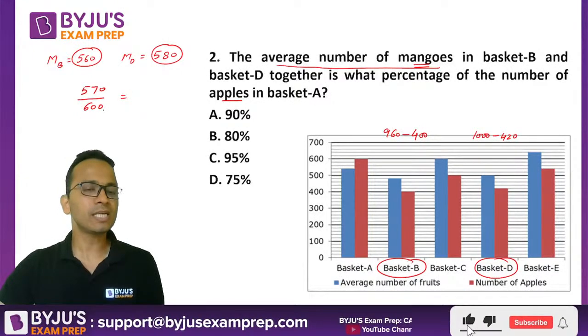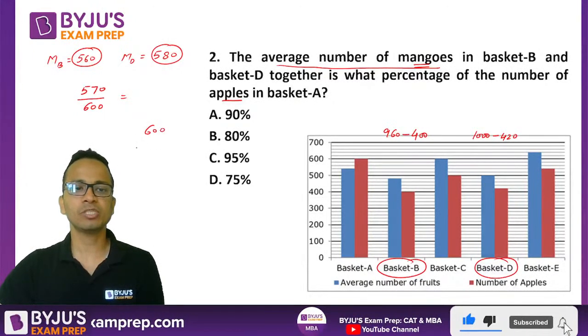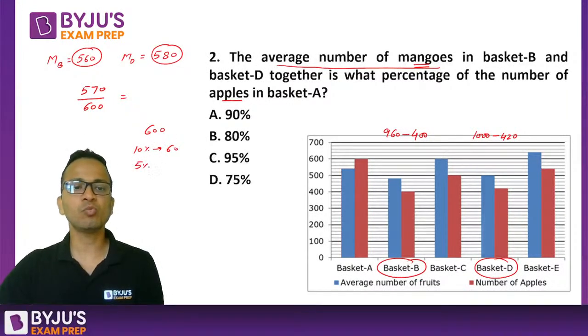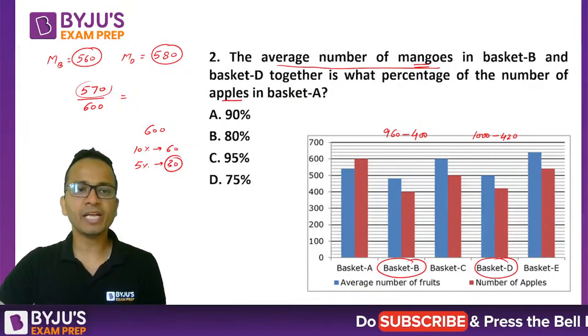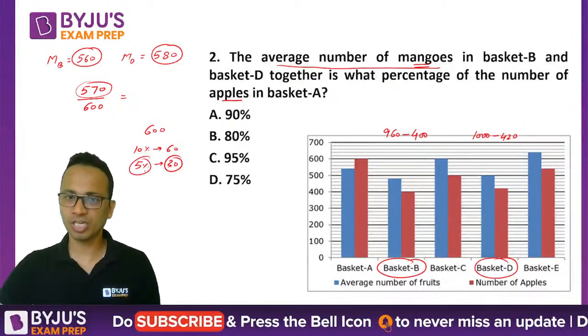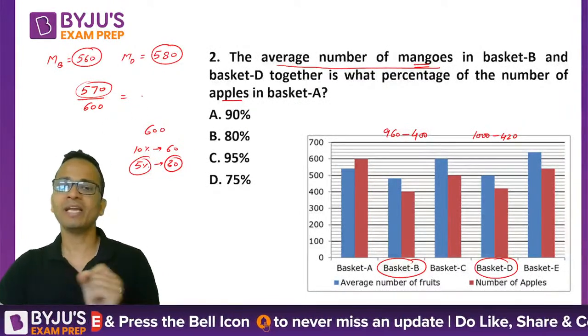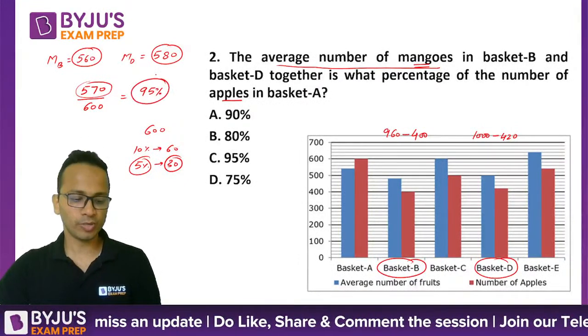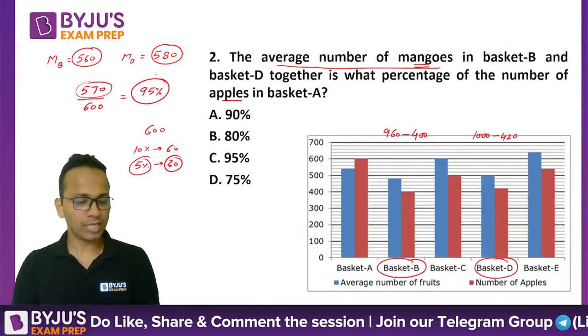Now 600 अगर base है तो इसका 10% कितना होगा? 60 and 5% will be 30. All right. So ये जो numerator है 570, denominator से 30 कम है. That means 5% कम होगा. So answer should be 100 minus 5, that is 95%. Okay. So whatever method you want, you can do that.